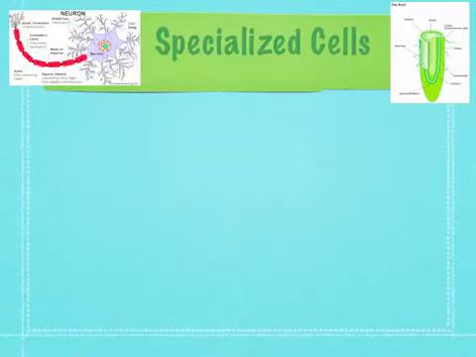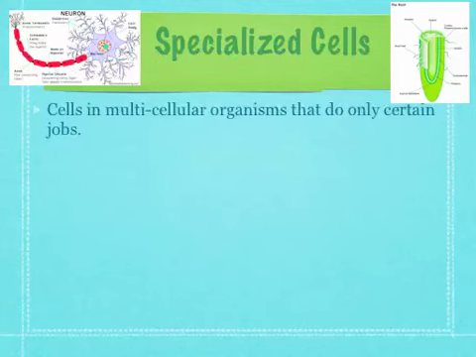Specialized cells. So you can see there are a couple of pictures up here that might give you a hint as to what specialized cells are. Specialized cells, you'll only find them in multicellular organisms, for one, and they do a certain job. So as you know from studying the body systems, a neuron or a nerve cell has a very specific job. It just sends and receives messages.